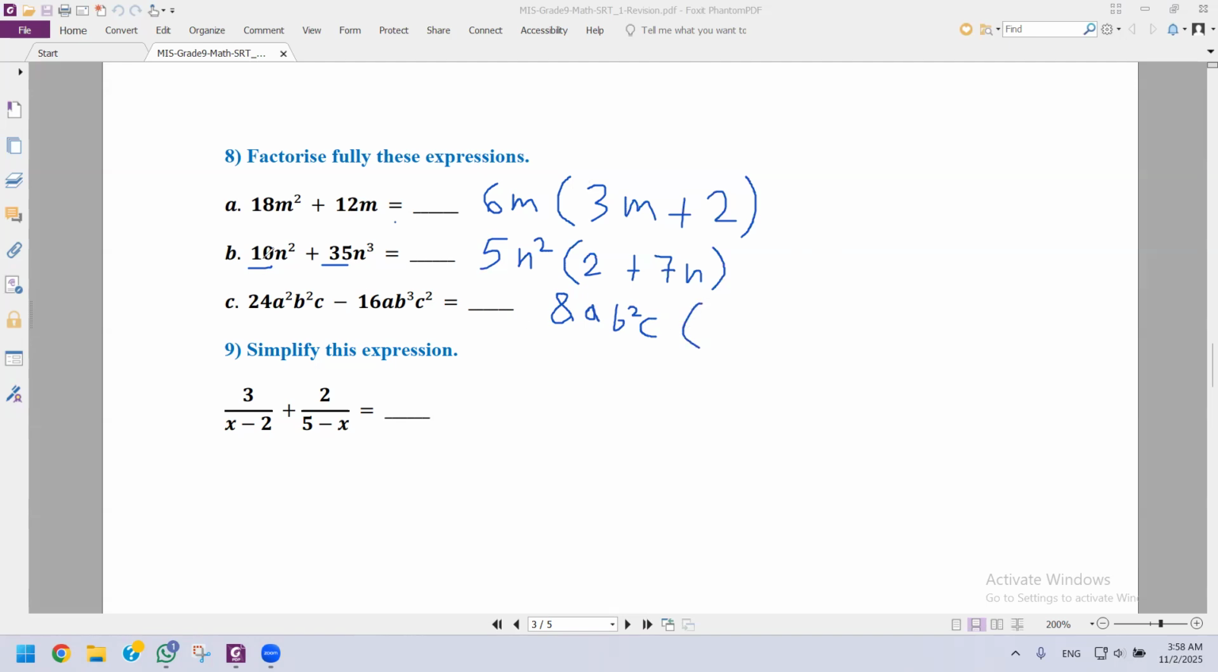Now open bracket. 24 divided by 8, 3. 8, a square divided by a is a. b square divided by b square, cancel. c divided by c, cancel. Next we put minus. 16 divided by 8, 2. a divided by a, cancel. b cube divided by b square, b. c square divided by c, c. And we close the bracket.